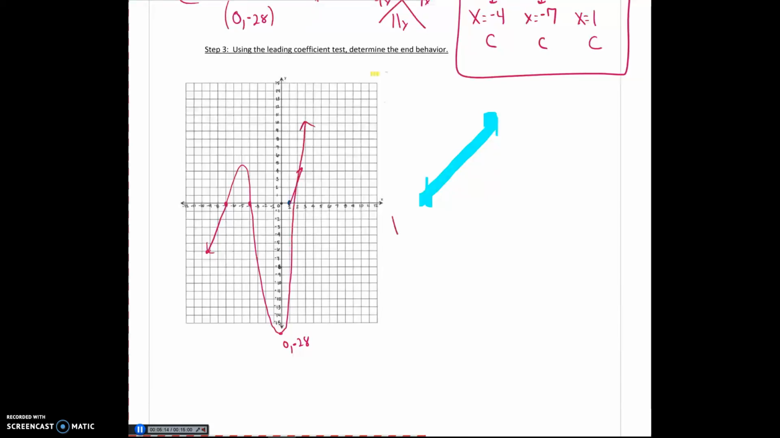And as far as end behavior goes, on the right side, where x is infinity, it's going up. And on the left side, where x is negative infinity, it's going down. It's falling to the left. So negative infinity, negative infinity.